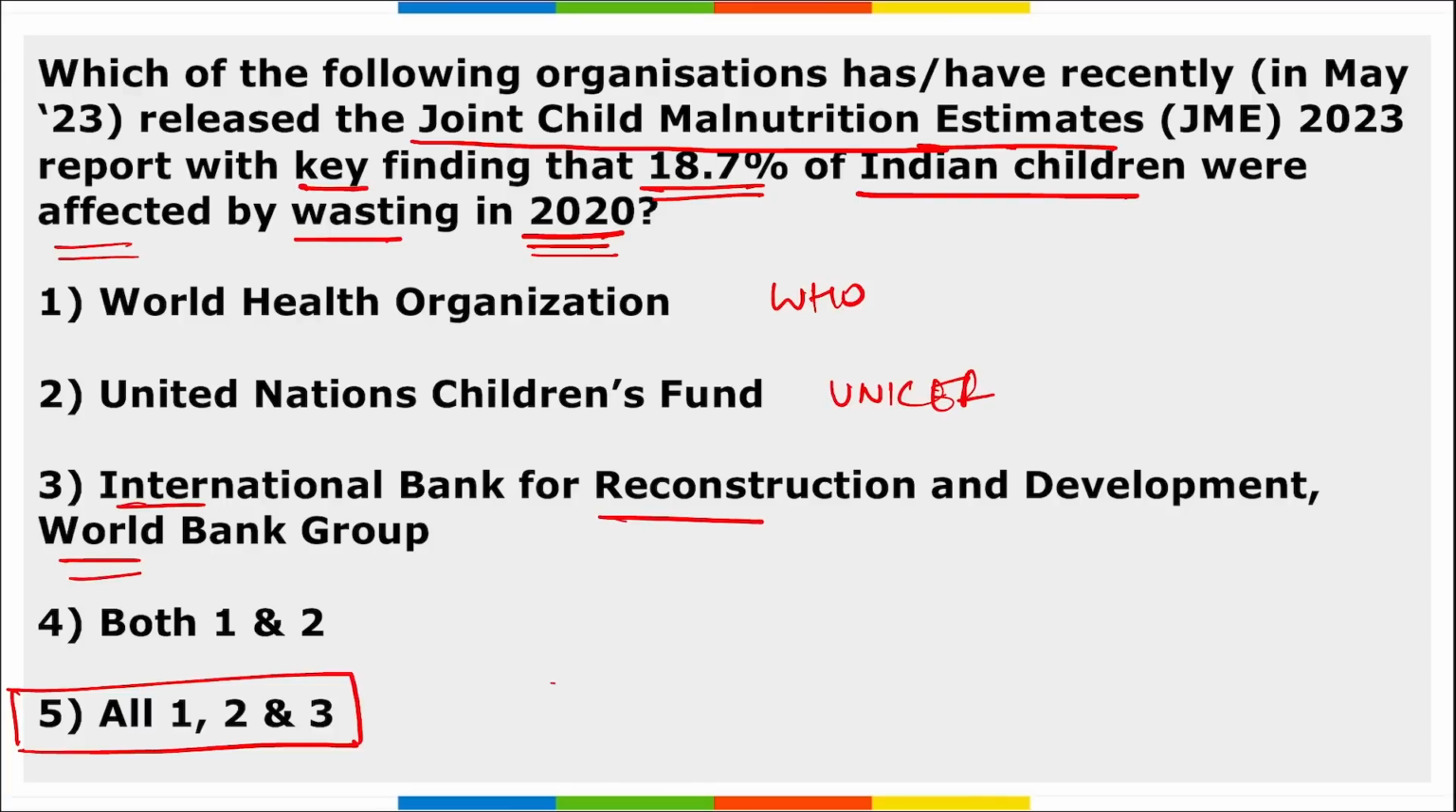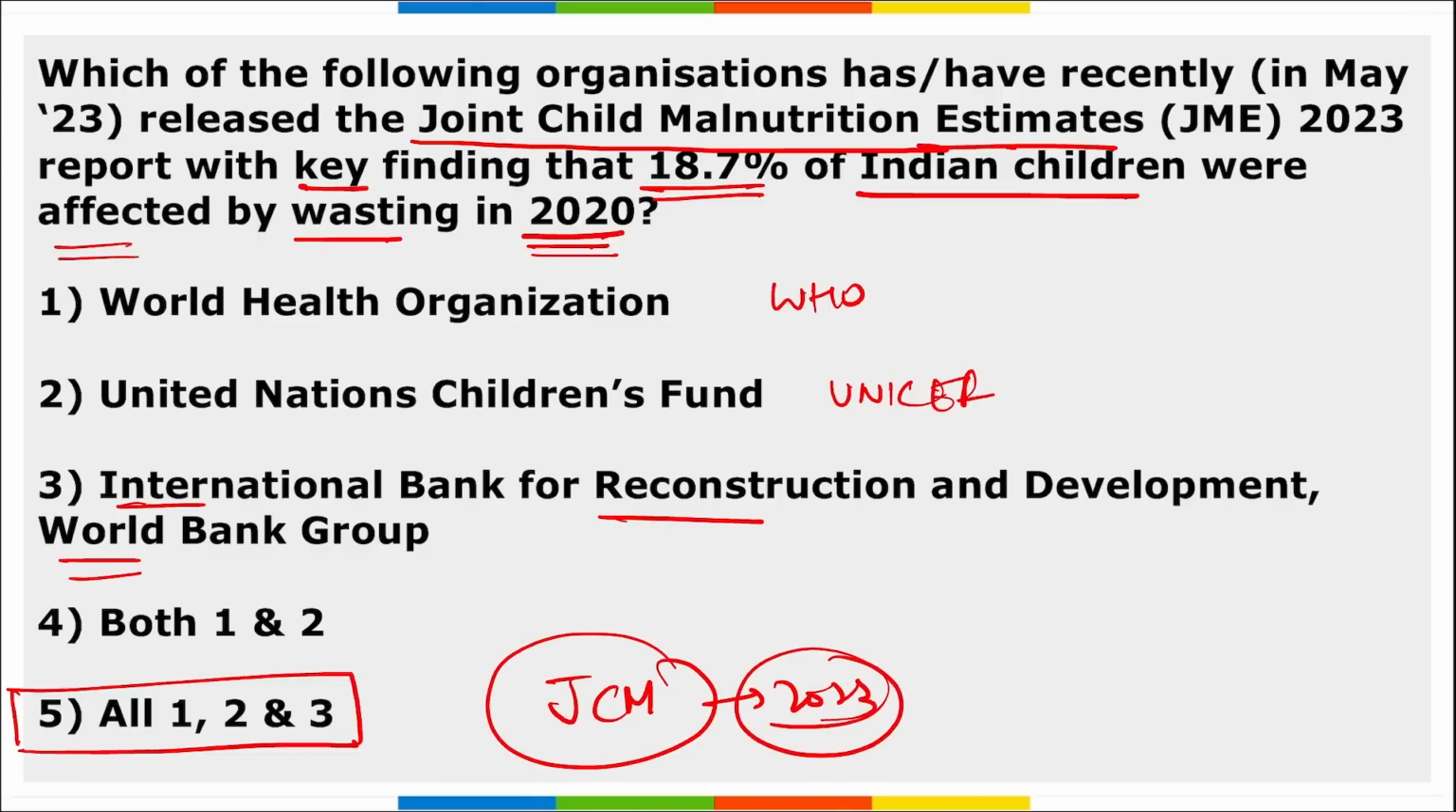They together released this joint child malnutrition estimate for 2023, and this data was basically for the year 2020 but released in 2023, correct? And it stated that various Indian children are being affected by malnutrition, and it also stated that in coming years this data will be increasing only.